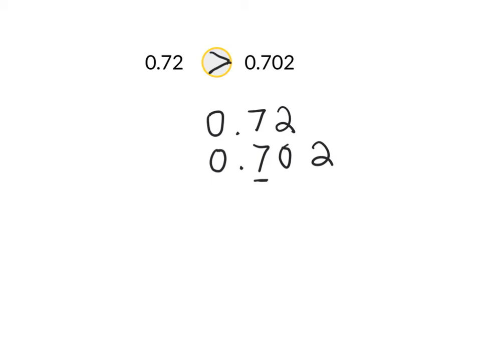If you need extra help, sometimes it helps to put a 0 in as your placeholders, just so that you can have a better visual of where each of them line up, okay? Because remember, if you have zeros at the end of a decimal, you can have as many as you want and it still means the same thing.